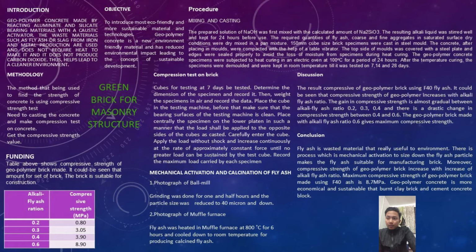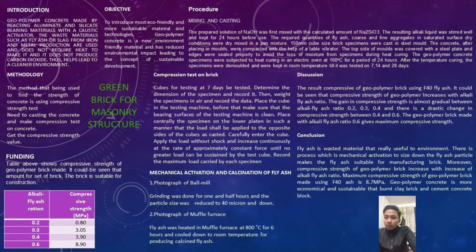115 mm cube size brick specimens were cast in steel mold. The concrete, after placing in the mold, was compacted with the help of a table vibrator. The top side of the mold was covered with a steel plate and edges were sealed properly to avoid the loss of moisture from the specimen during heat curing.